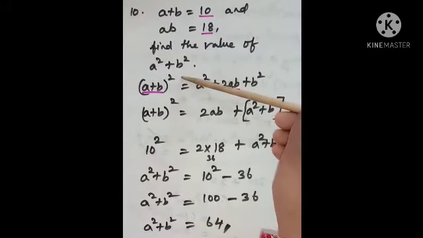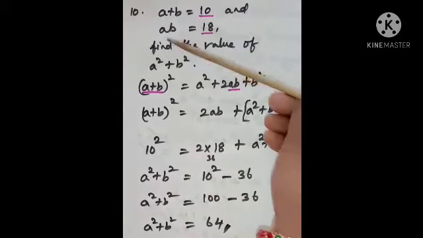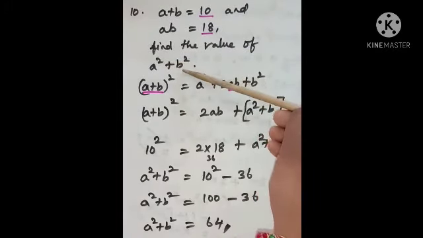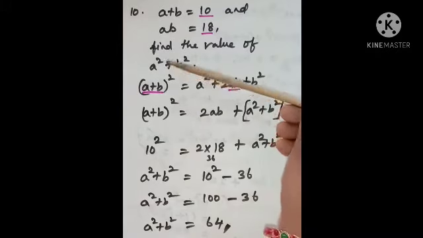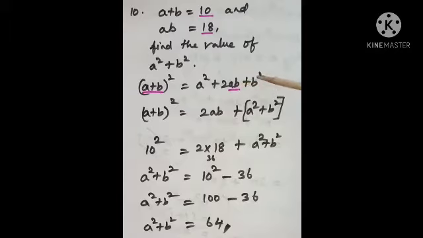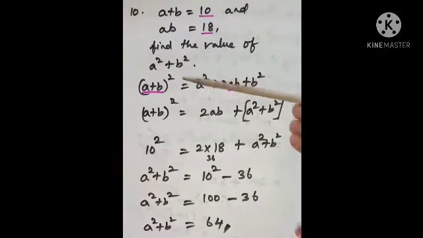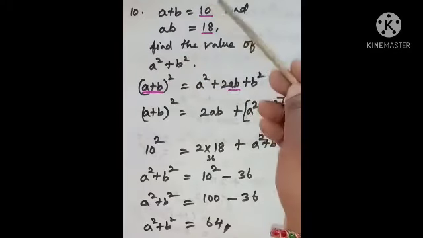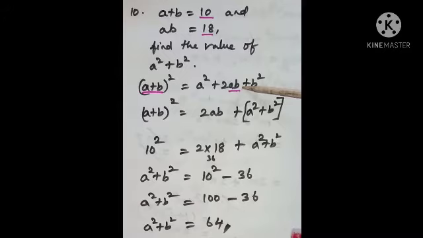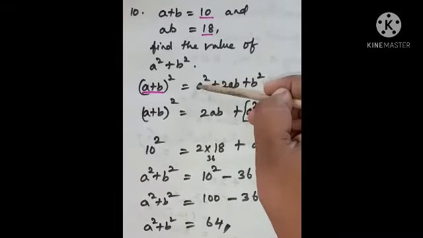So our question is to find the value of the expression a square plus b square, and here, which identity can we use? Listen, that is (a plus b) the whole square is equal to a square plus 2ab plus b square. So when we use this identity, we can substitute 10 for a plus b and 18 for ab, and then we get the value of a square plus b square.